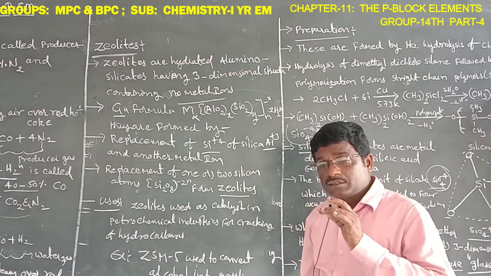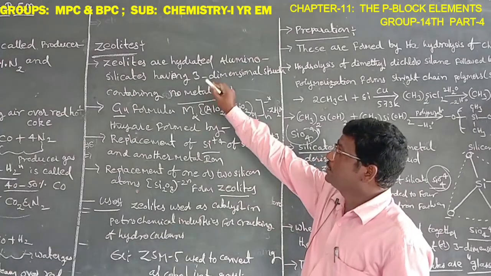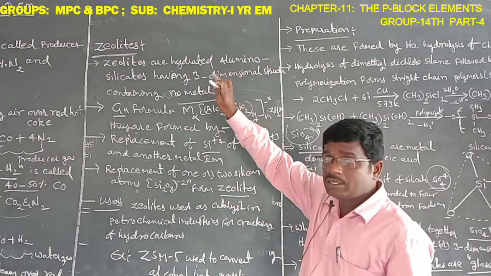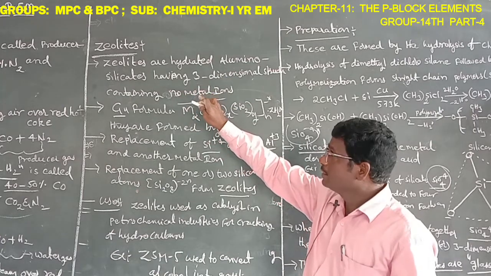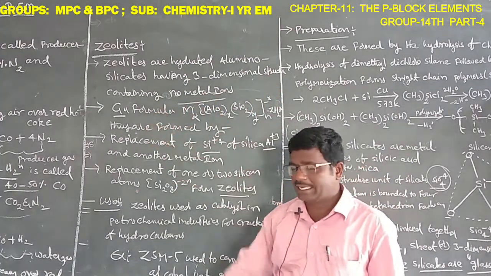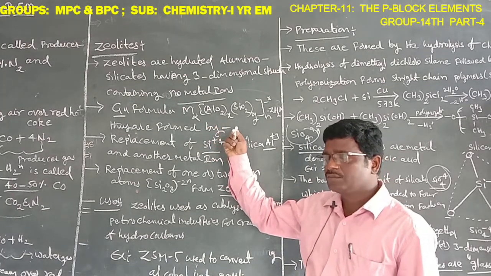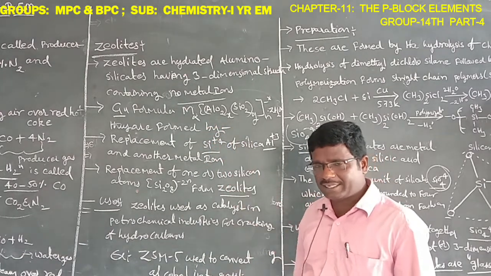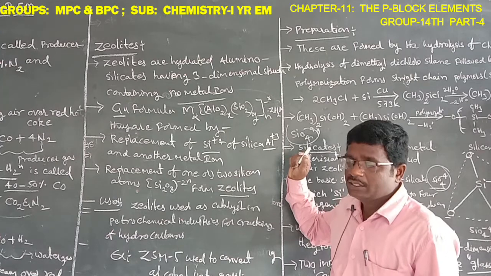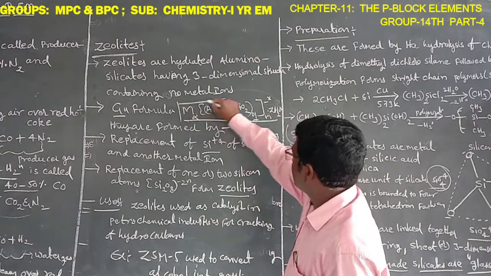Zeolites, hydrated aluminum silicates, have a 3-dimensional structure. The general formula is M into x Al2O3 into y SiO2 into z H2O, with z number of water molecules.